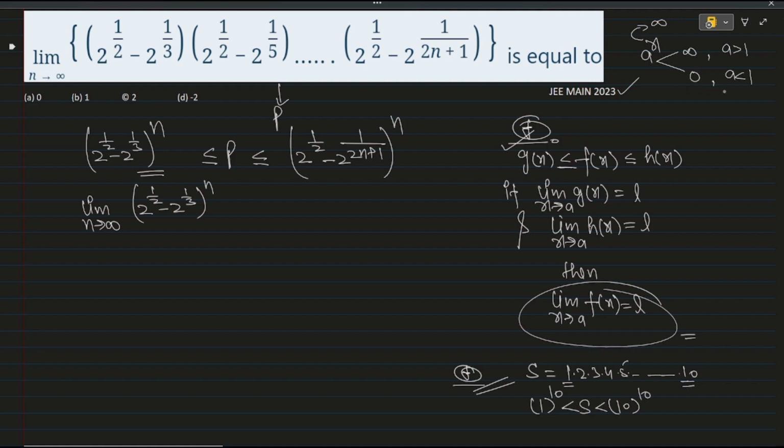So this is the basics, you should be clear. Your base is less than 1, right? This is 0 point something. So the base is less than 1 and you are doing the power infinity, so the answer will definitely be 0.